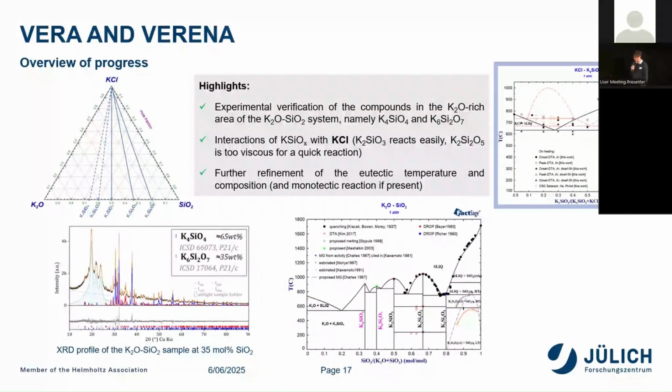But furthermore, when we exposed the potassium silicates to potassium chloride, it was found that K2SiO3 readily reacts, as you can see in the phase diagram on the top right. But the same cannot be said for the K2SiO5 system, which was found to be too viscous to react in the time for the experiments.